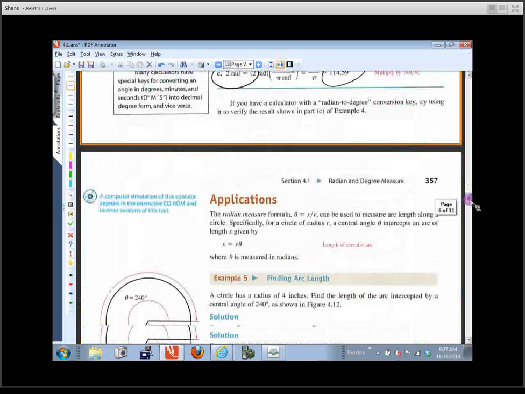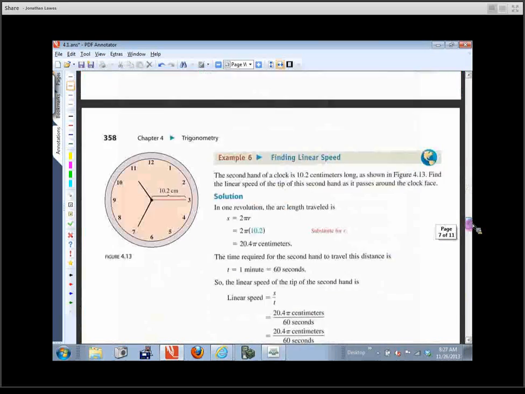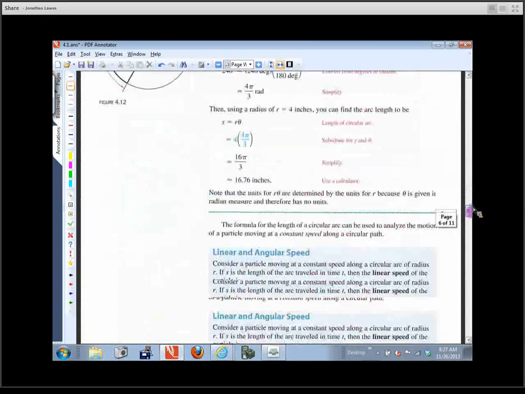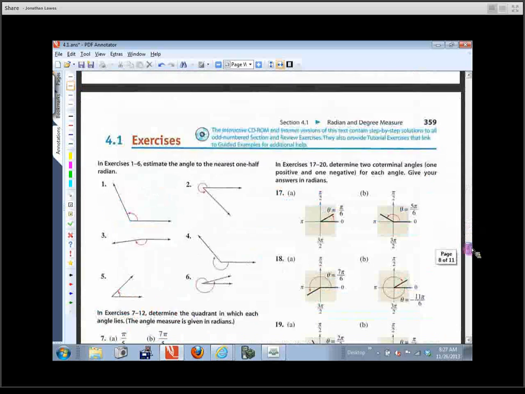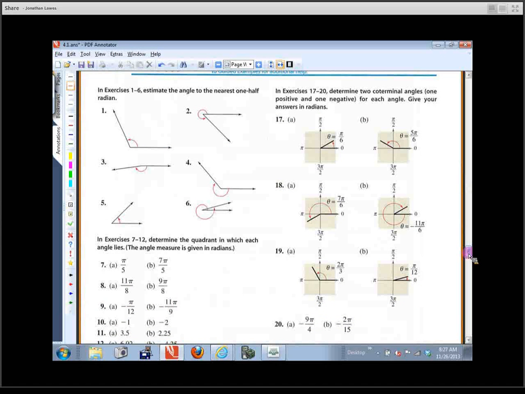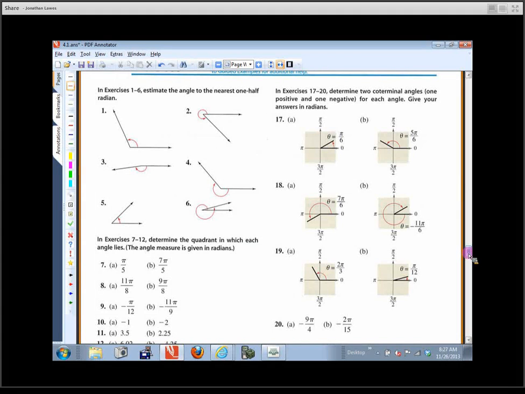Okay, hopefully you're sitting next to somebody with a book, because we're going to take a look at some problems from the textbook. And some of these are on your assignment. Let's take a look at problem number 1. Problem number 1 says, estimate the angle to the nearest 1/2 of a radian.